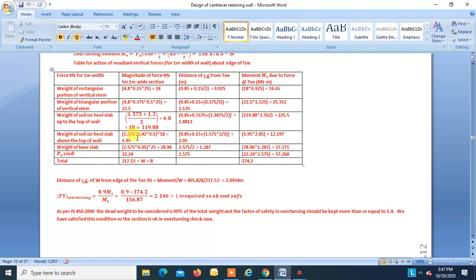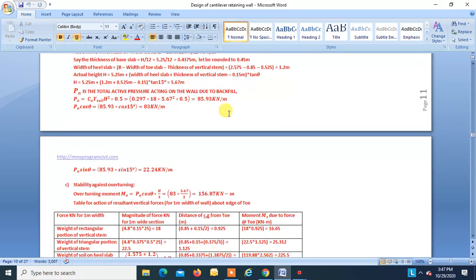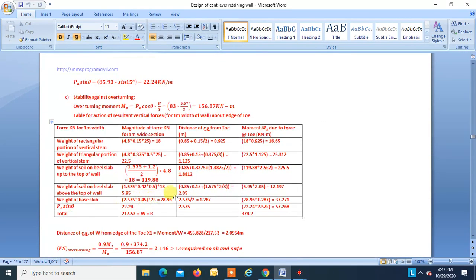Now weight of base slab, width 2.575 into 0.45 into 25. So that gives us 28.96, and the vertical component PA sin theta, that is 22.24. So adding these, we get W, which is R, equal to 217.53. Now we have to find the moment about the toe.